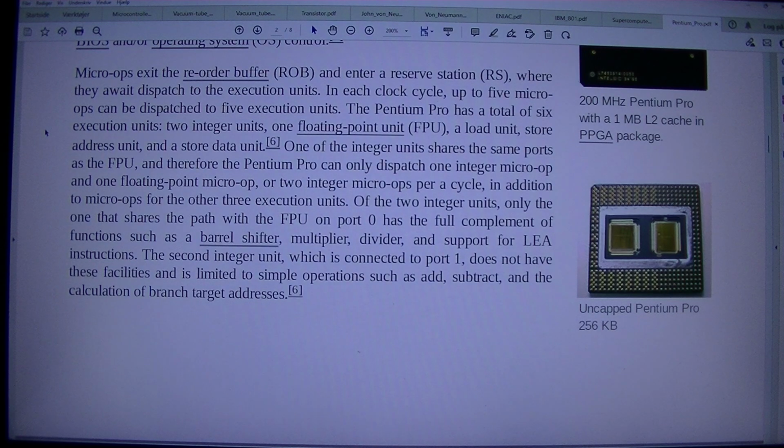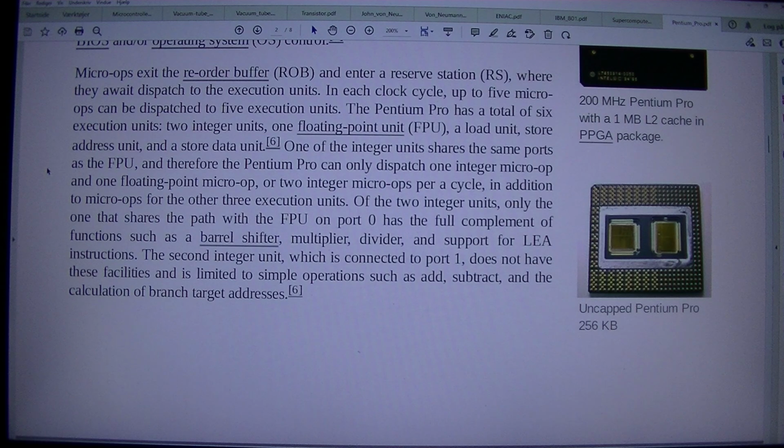6. One of the integer units shares the same ports as the FPU, and therefore the Pentium Pro can only dispatch one integer micro-op and one floating point micro-op, or two integer micro-ops per cycle, in addition to micro-ops for the other three execution units.